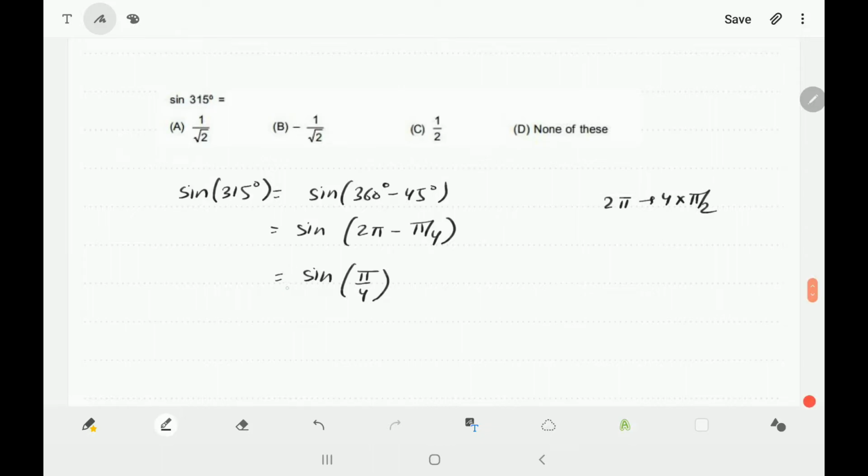Now you have to see whether plus will come or minus will come. We already know that in the fourth quadrant, of all sine, tan, cos, cos is the only one that is positive. So the output of sine will be negative. The answer of this problem will be minus 1 by root 2, which is option B, and hence the answer of this problem is option B.